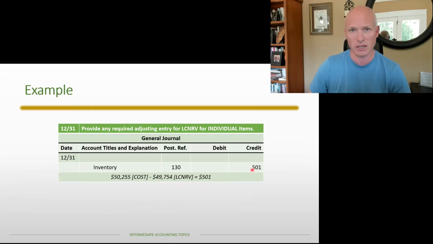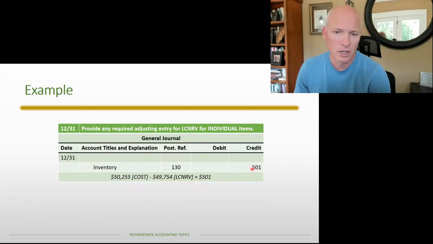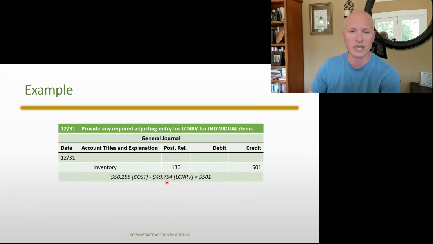Now, realistically, that would be itemized by inventory item. We're just aggregating it all together. But what you can see is that we're reducing our inventory by 501 down to the 49,754, and we're just going to offset with an increase to cost of goods sold. As I mentioned before, you could have an inventory write-down account, which would be a different kind of expense account, but we're just going to write it off to cost of goods sold. And so that would be the journal entry.